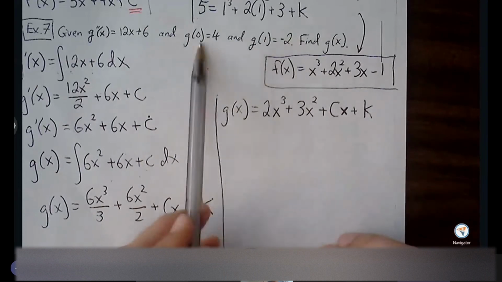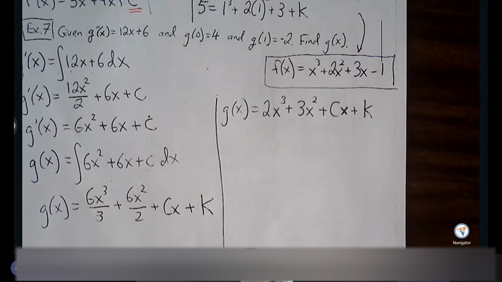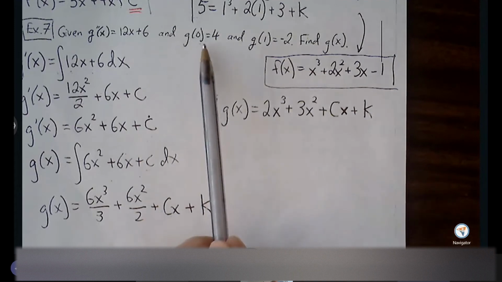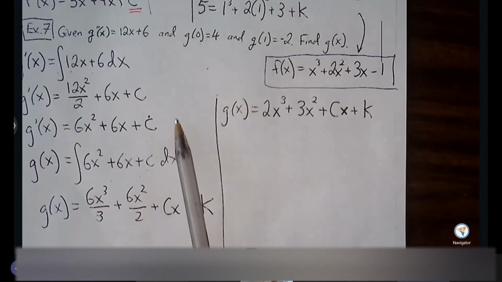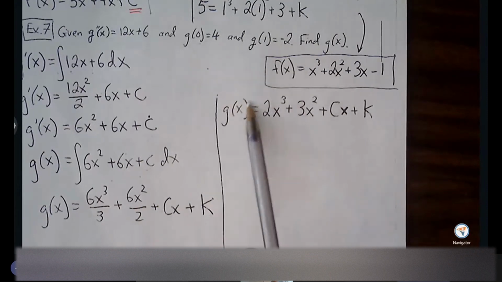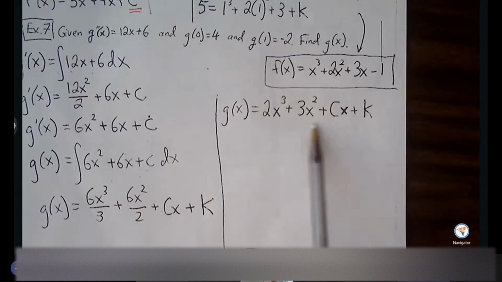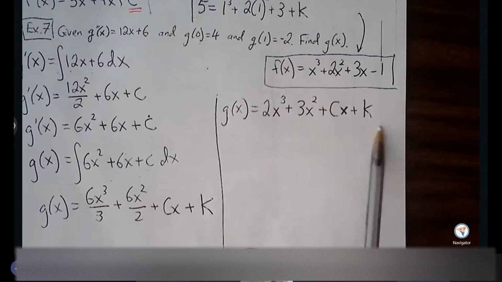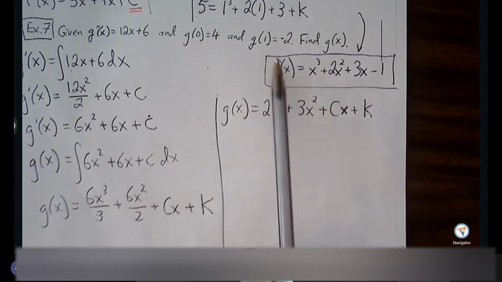But one of these is going to be easier to start with. Which one do you think is going to be easier to use to solve for one of the constants? G of 0 is equal to 4. Solve for k. Why is this an easy one to start with? Because it turns the cx into 0. Yeah, so the nice thing with 0 is that it's going to wipe out a lot of things, and it's going to allow us to isolate one of the constants much faster.